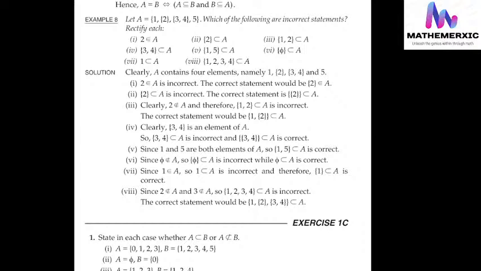Let us say for the second one, 1 belongs to A, 1 is a proper subset of A, okay. So it is the correct answer. And for the case of 1, 2, 3, 4, proper subset, that is incorrect.